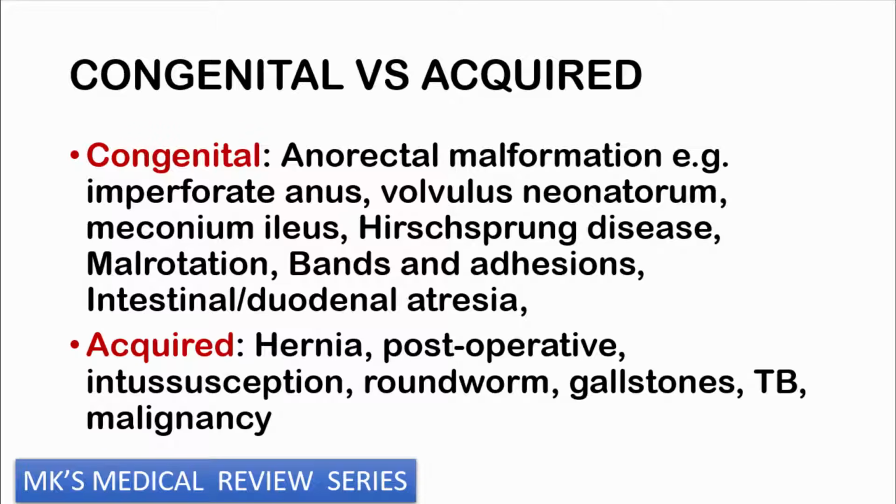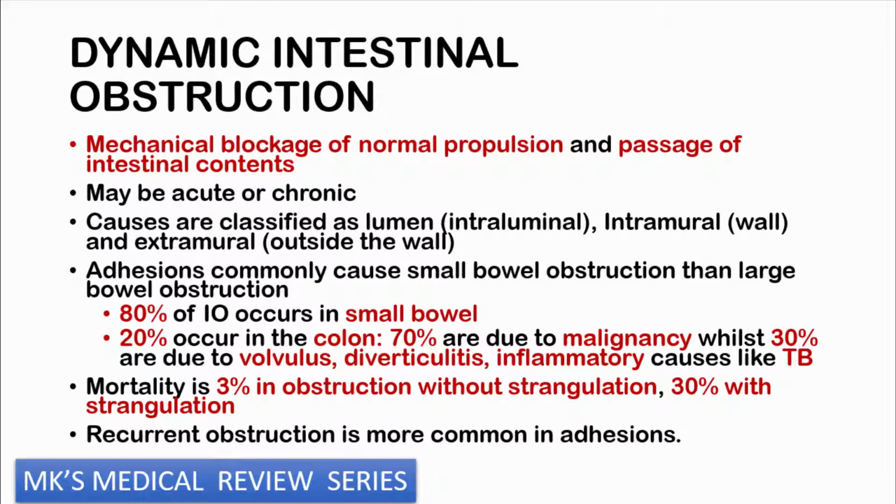Acquired causes include hernias, which are the second most common cause, and postoperative causes, which are often due to adhesions. Intussusception, which is telescoping of the bowel. You could have roundworms that could clog up the lumen, gallstones, which could enter, especially the very large gallstones, which we referred to earlier on as gallstone ileus. You may have TB and even malignancies.